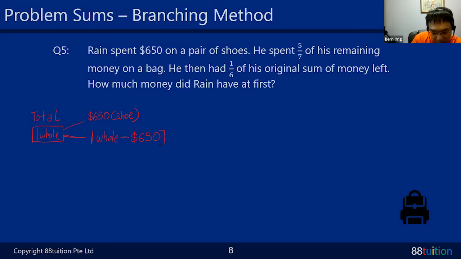All right, so this amount is what? This amount is called your remainder. Can you see? So I got one whole unit. From this one whole unit, $650 is spent on what? Is spent on the total.